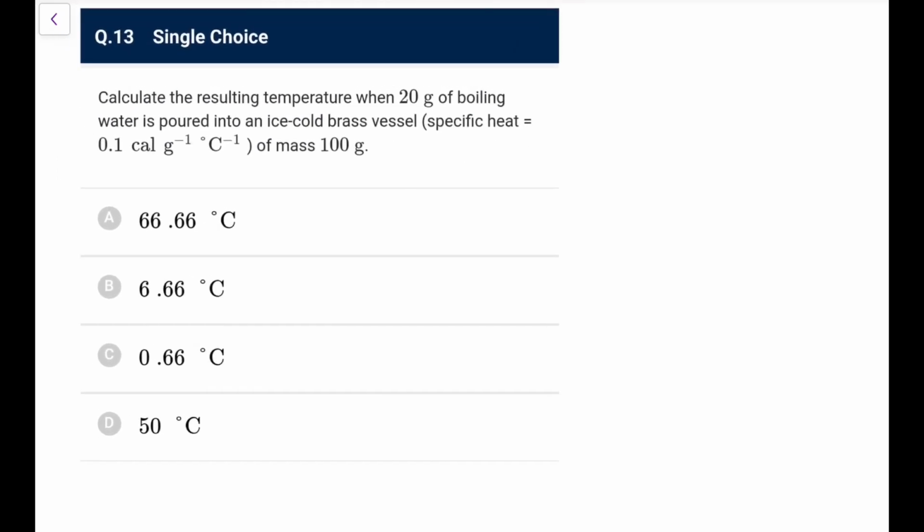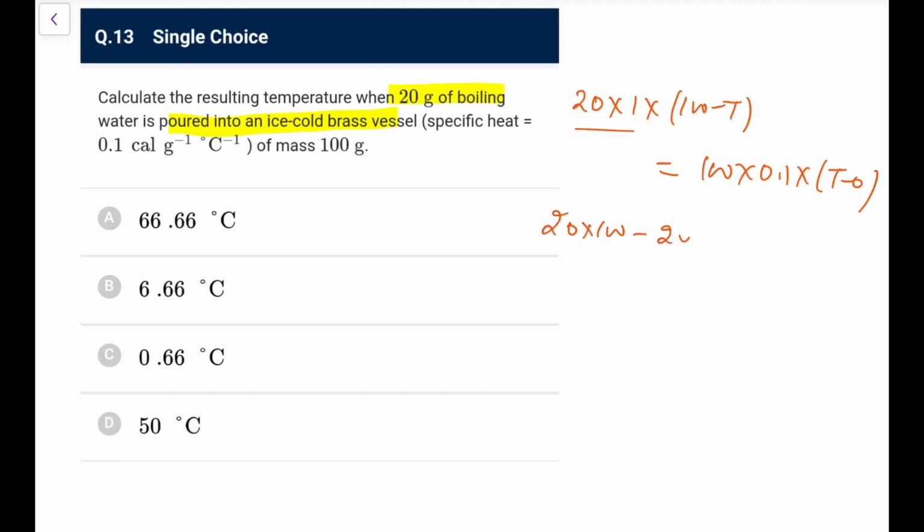Calculate the resulting temperature when 20 gram of boiling water, that is 100 degree, I can assume, is poured into an ice cold brass vessel of mass 100 gram. So let's say final temperature be T. What it loses is 20 into 1 into 100 minus T, and what it gains? Heat lost is heat gained, that is 100 into 0.1 into T minus 0. Ice cold means it was at 0. So it is 20 into 100, that is 2000 minus 20T is equal to 10T. So 30T is 2000, so T comes out as 200 by 3, which is 66.66 degrees Celsius. You can go for option A.